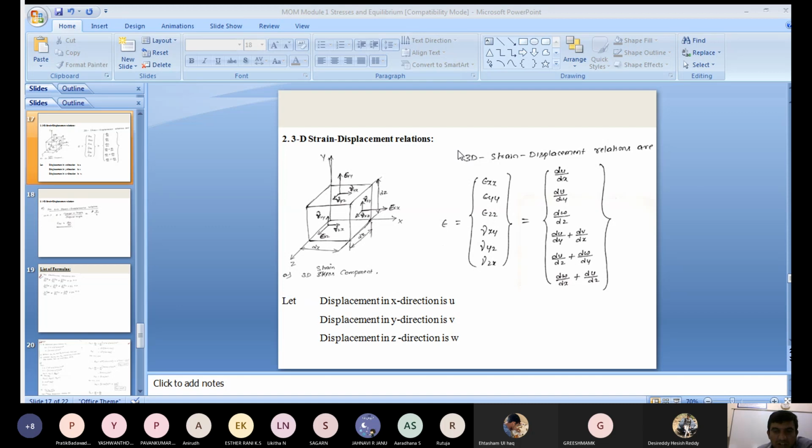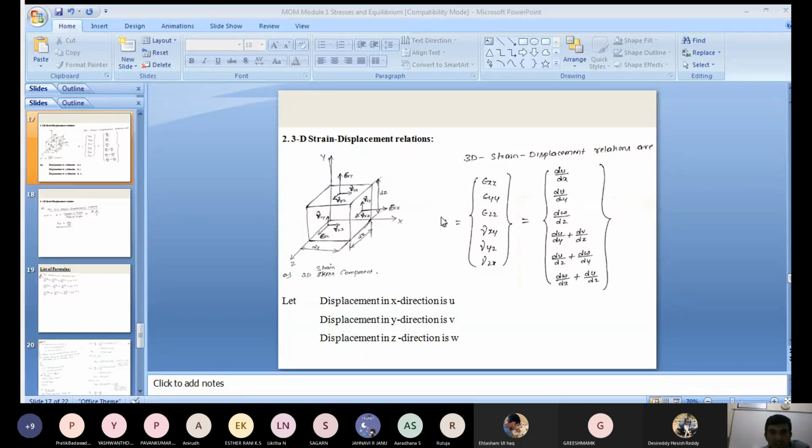What is epsilon yy, the strain in the y direction? What is the deformation that takes place along the y-axis? That is dv. What is the thickness of the element in the y direction? That is dy. So dv by dy. Similarly, go for the z direction. Epsilon zz is equal to, the deformation along the z-axis is dw, and the thickness of the element in the z direction is dz. See that in the cuboid here.